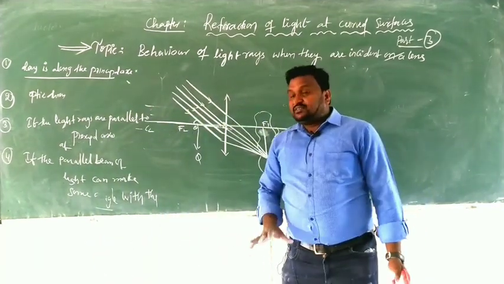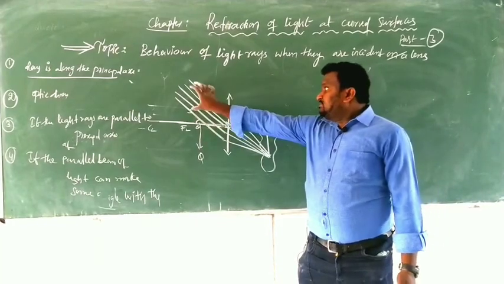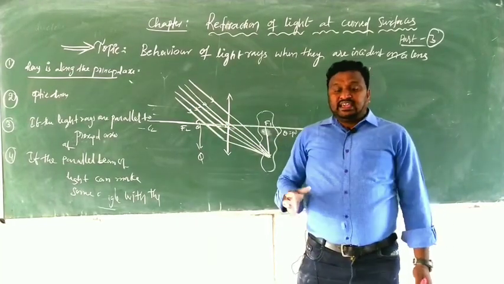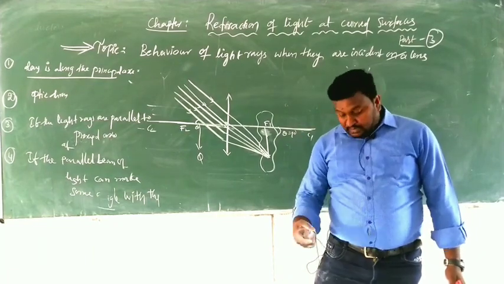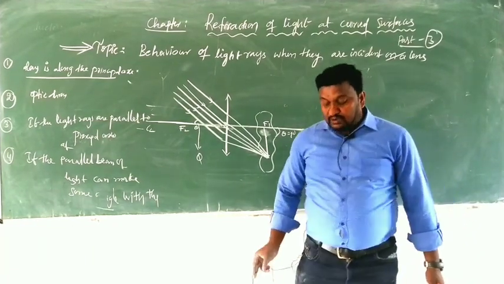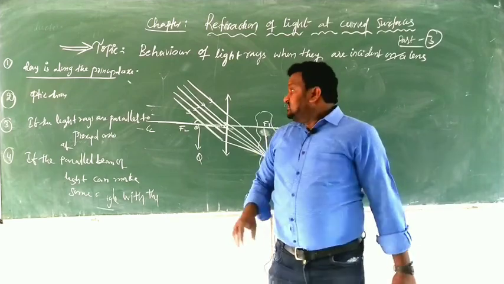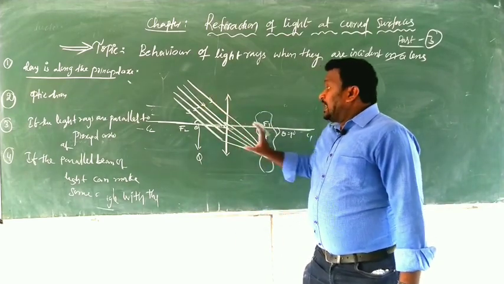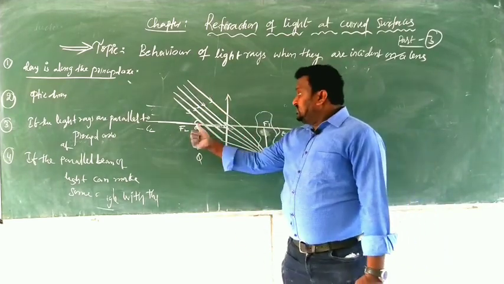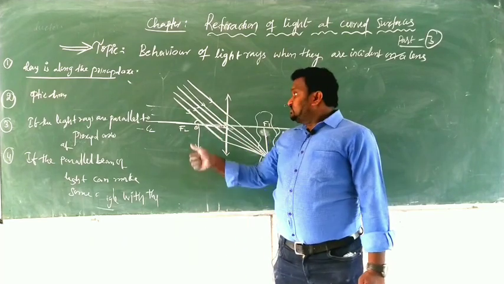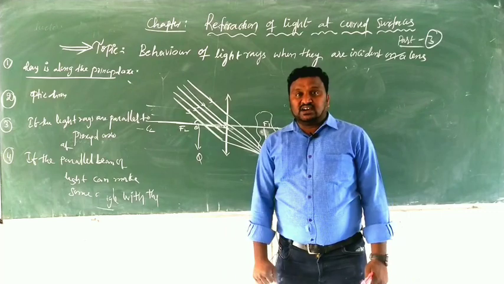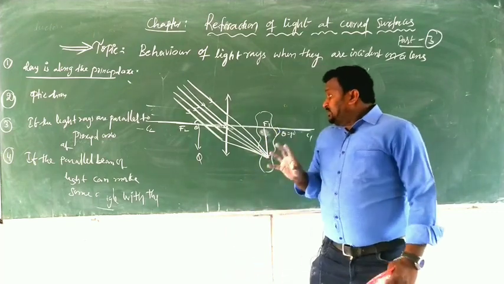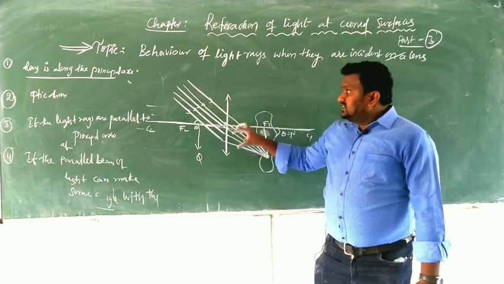Don't confuse children. Here, this is the parallel beam of light. Again, same thing. Parallel beam of light means it is coming from a long distance. So, it is a parallel beam of light. That will make some angle theta. All are parallel, that's why they will make the same angle with the principal axis. Almost all.